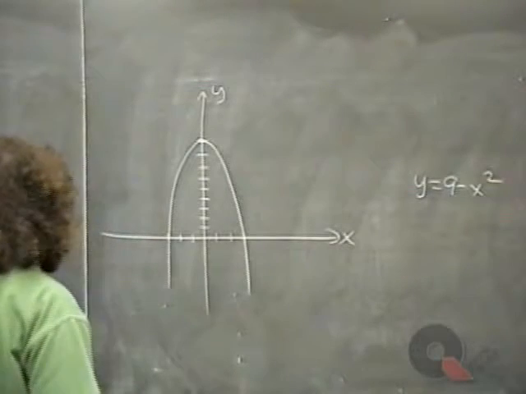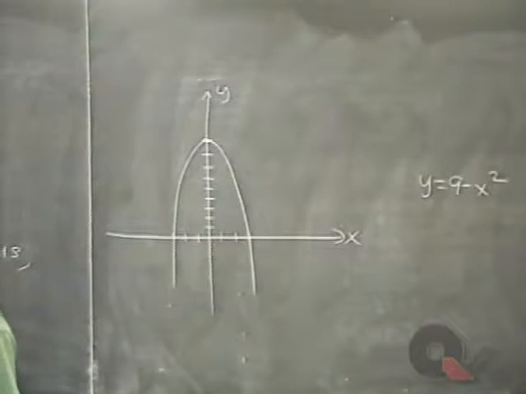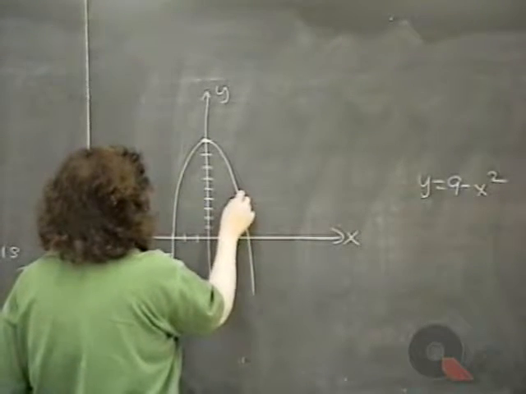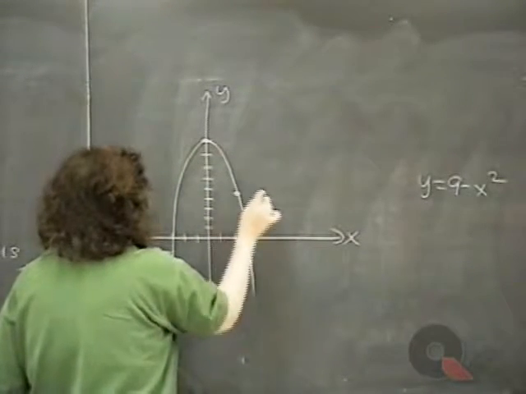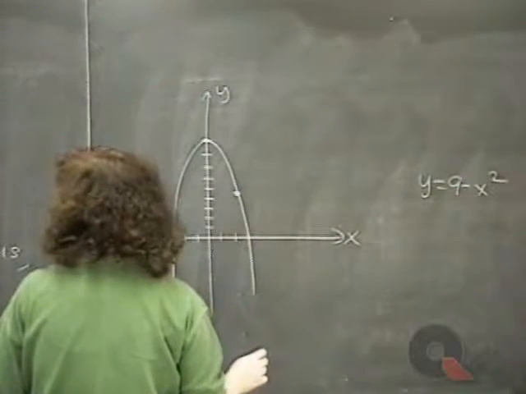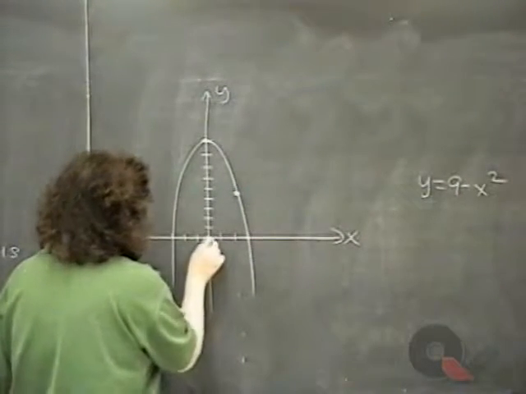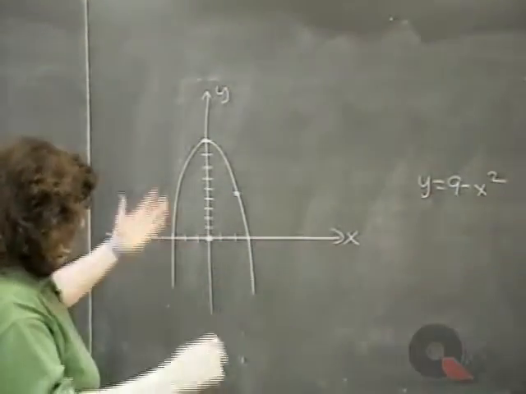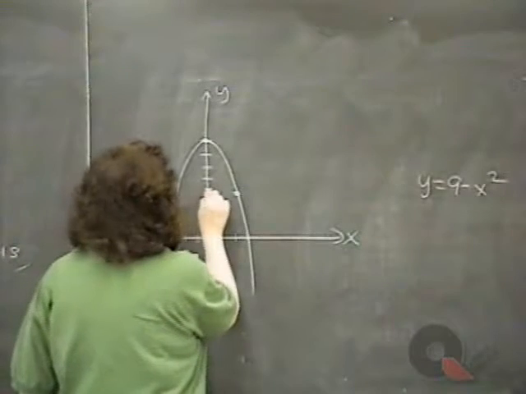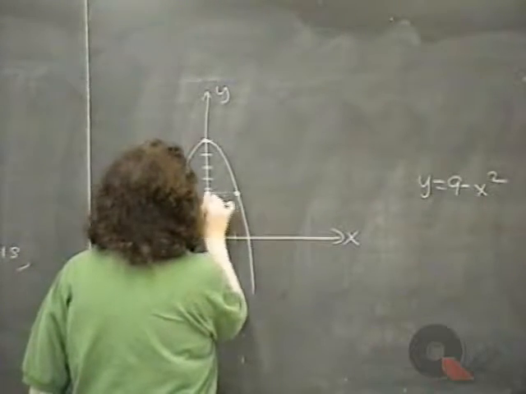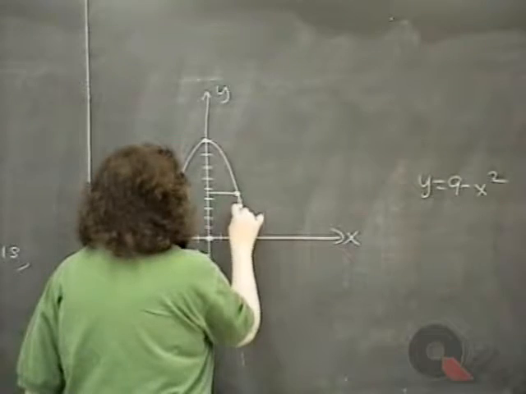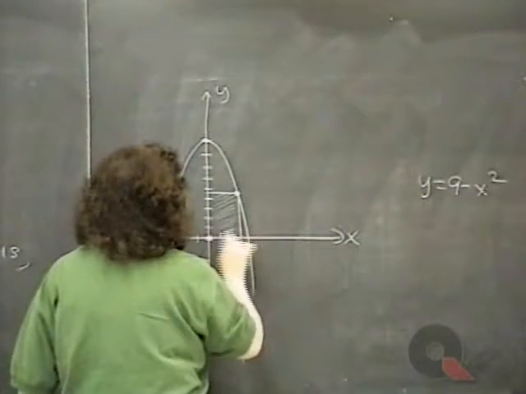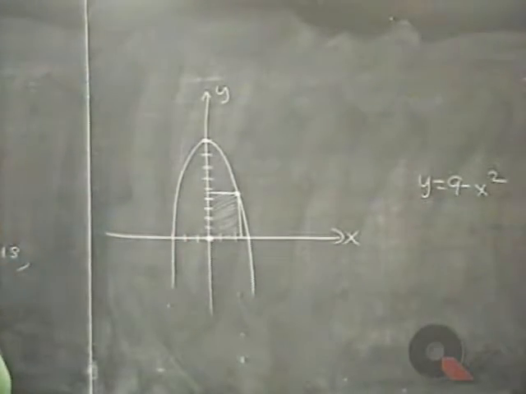And I'm interested in putting a rectangle in such a way that one vertex is going to be on the actual parabola. One vertex is going to be at the origin, and the other two on the positive x and positive y axes, so that it forms a rectangle. So for example, we might have a situation like this. This is a typical rectangle. We want to maximize the area of that rectangle.